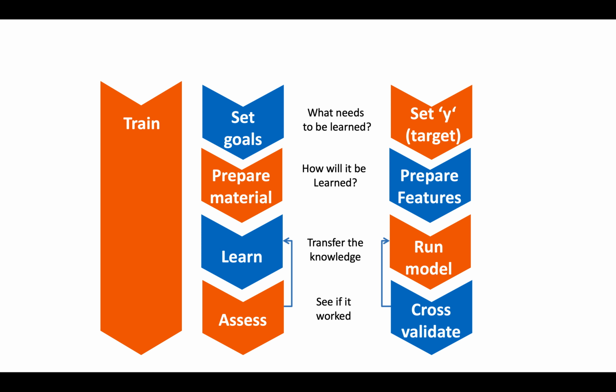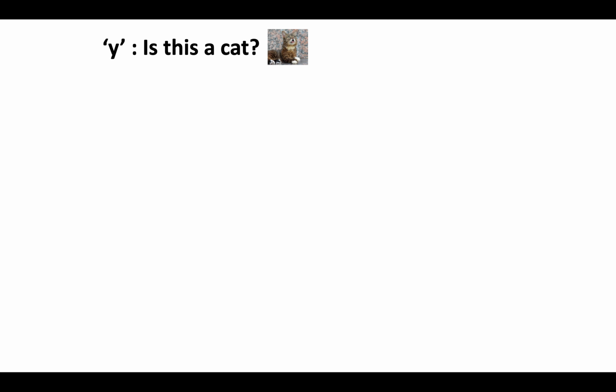So far, so good. Now, a computer model is actually the same. You set a learning target, typically called the Y. You prepare the features, which is typically called X. You run the model, you validate, and if something goes wrong in the cross-validation or you don't like the model, you actually rerun it. Now, can you take an example? How would this work? Well, actually, you can ask the computer, is this a cat? Now, this is all manually prepared, but it actually works this way.